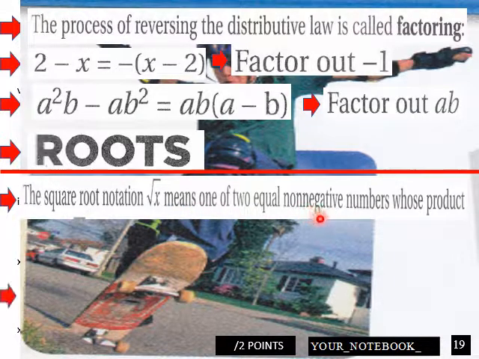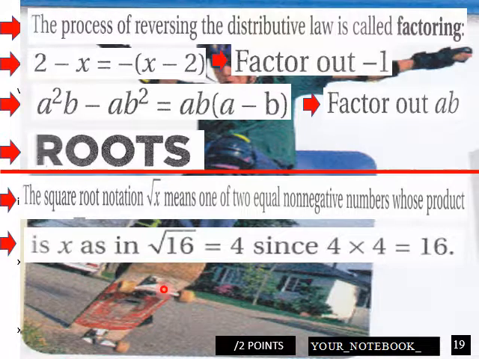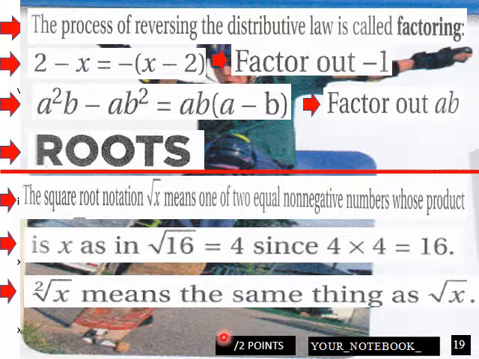And then roots. The square root notation, square root x, means one of two equal non-negative numbers whose product is x, as in radical 16 equals 4, since 4 times 4 equals 16. The square root of x means the same thing as this here. It's implied with this symbol here. This is implied over here.